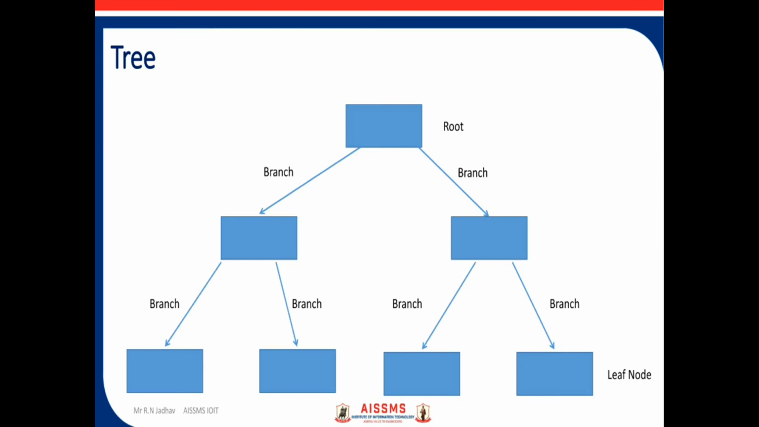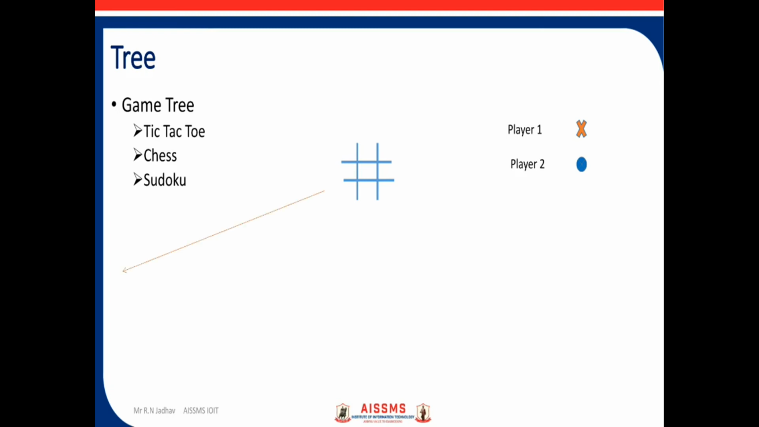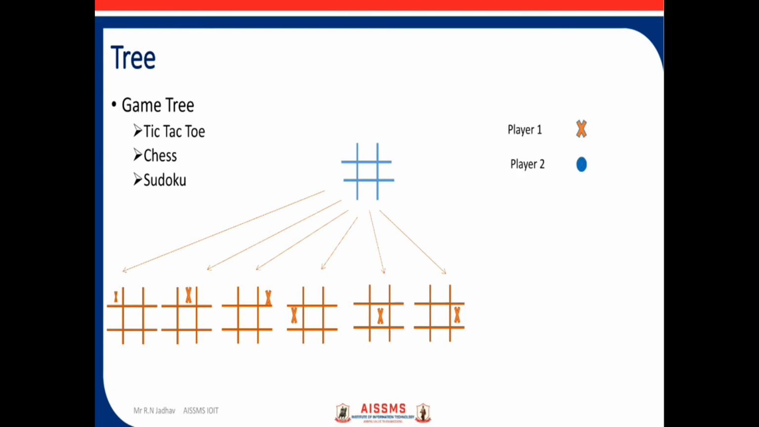Now there are many applications of tree. The one most familiar to you is development of games like tic-tac-toe, chess and Sudoku. Now let us consider the example of tic-tac-toe where we have multiple players. Let us say player 1 will put a cross and player 2 will put a circle. Now in game tree, each state is represented by a node. Now here the first move by player 1 will be done. Now what are the different possibilities that player 1 is having to put the cross? So all these are the possibilities where player 1 can put a cross.